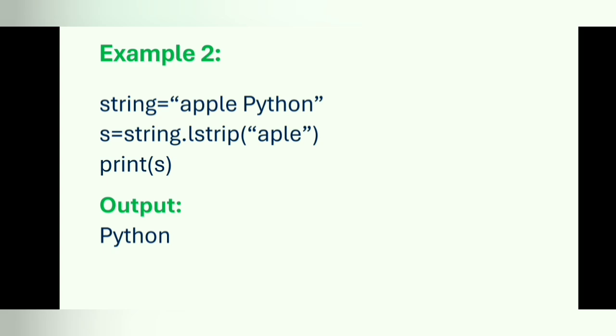The lstrip method will return a new string with leading characters removed. If no argument is passed, the lstrip method will remove the leading whitespace characters if there are any.